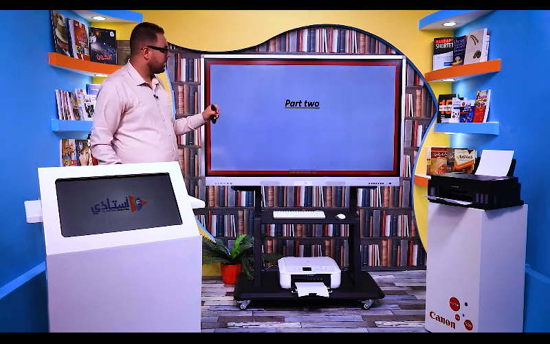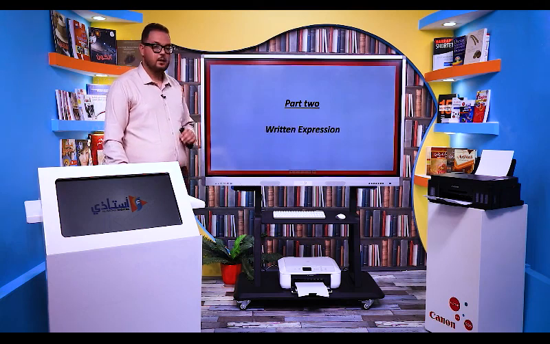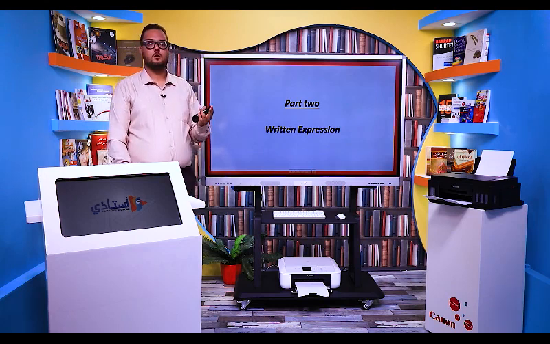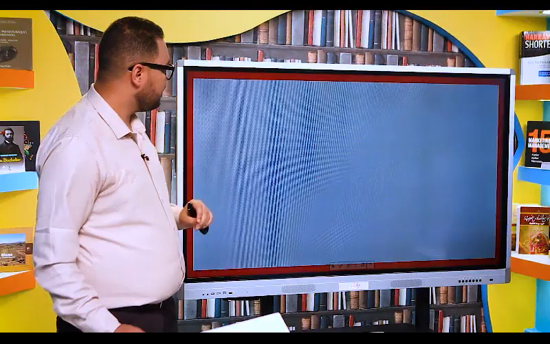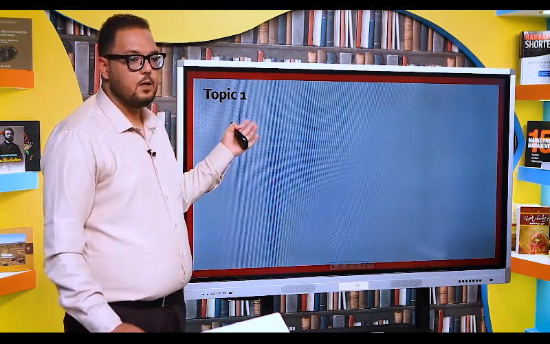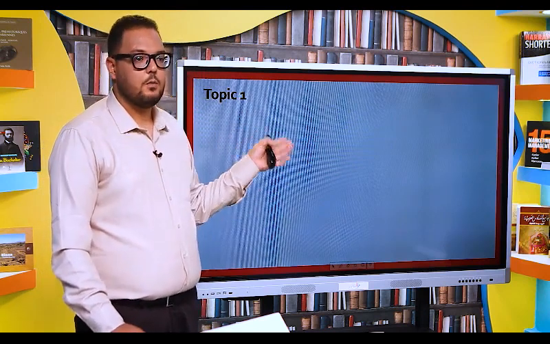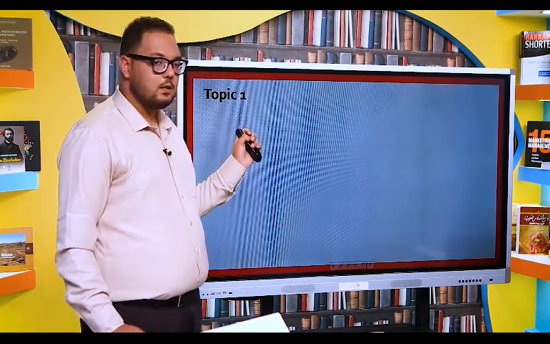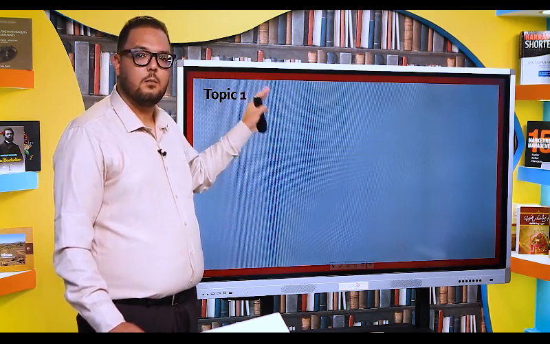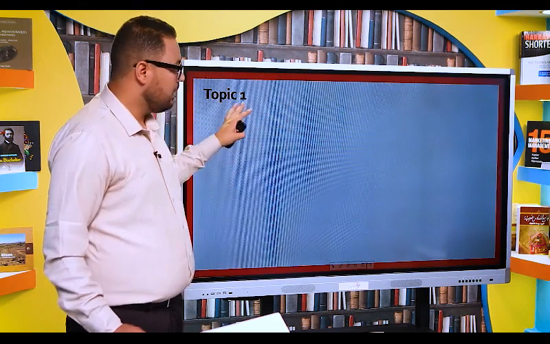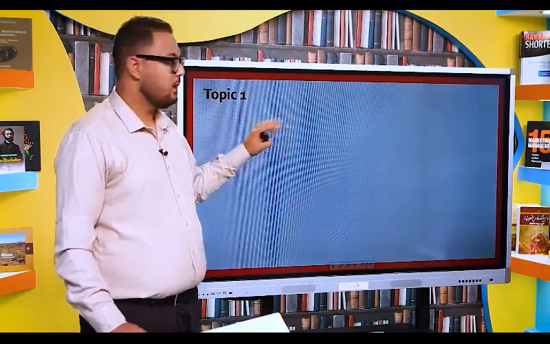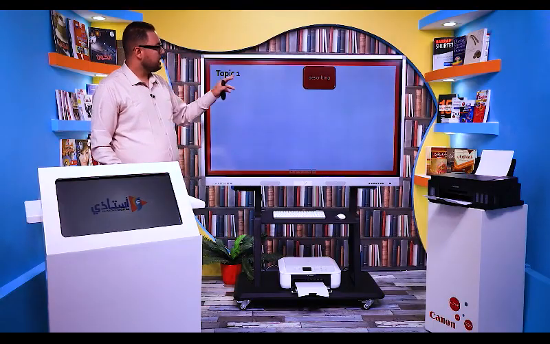Going to part 2, which is written expression. In the written expression you have two topics. You have to choose only one of them. The first topic, which is guided, you are asked to write a composition about the moon. Always take the unit into consideration. The moon is among the astronomy unit, so you have to employ all that you have studied in this unit. What did you study in the astronomy unit?